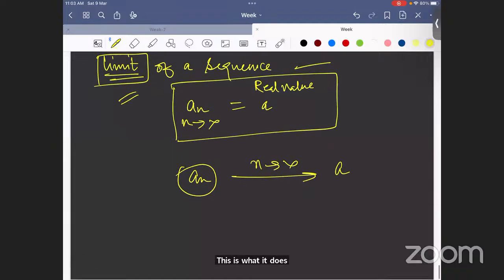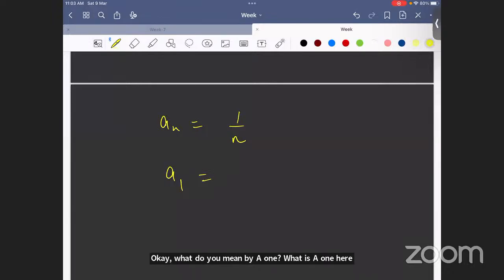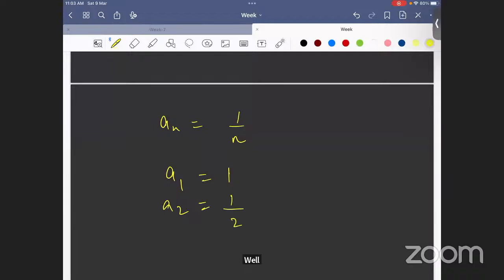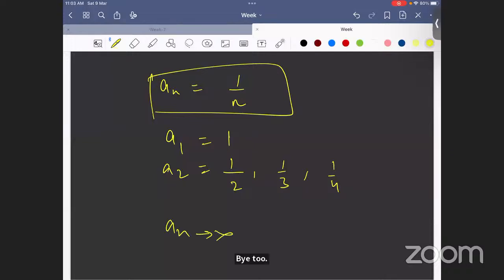For example, you have a sequence somewhat like this: a_n equals 1 upon n. What is a1 here? 1 by 1, which is 1. a2 is 1 by 2, then 1 by 3, 1 by 4. If for this sequence I start increasing the value of n until infinity, what do you get? 0.